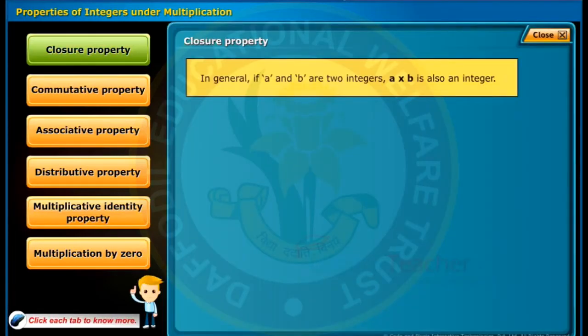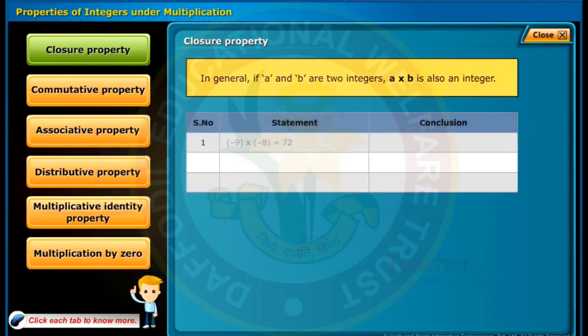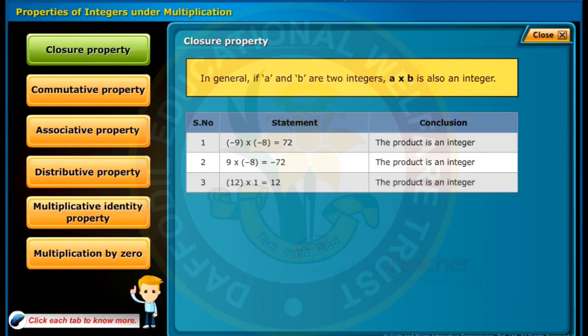Closure property defines that if a and b are two integers, a into b is also an integer. In the first statement, -9 into -8 is equal to 72. It concludes that the product is an integer. In the third statement, 12 into 1 is equal to 12. It concludes that the product is an integer. Therefore, the above table follows closure property under multiplication.